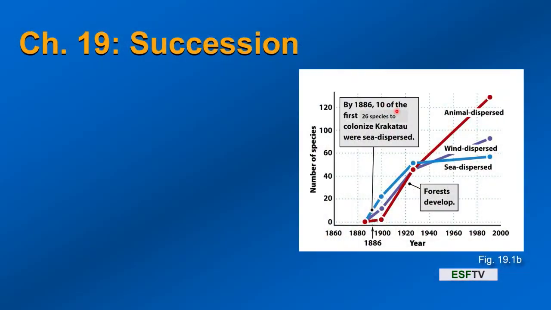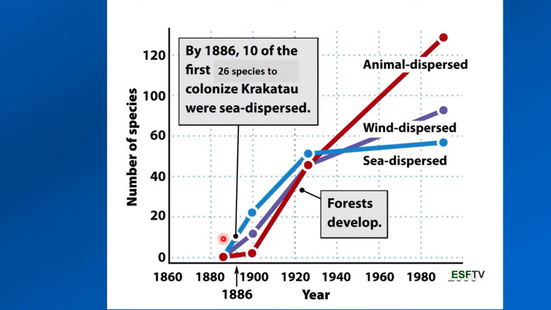But one of the things we've learned from that particular situation is that different dispersal mechanisms yield different timing as to what gets to the island and gets established. It's really a function of dispersal limitations. You'll hear that again. So by 1886, 10 of the first 26 species were sea dispersed. Sea, not seed, but sea. They came in on the water, like that coconut.